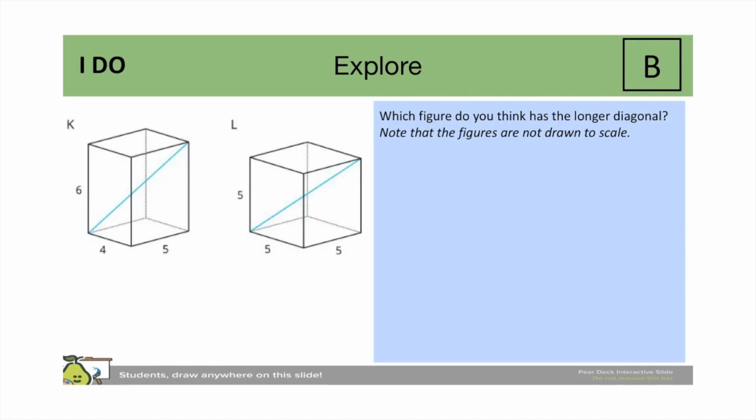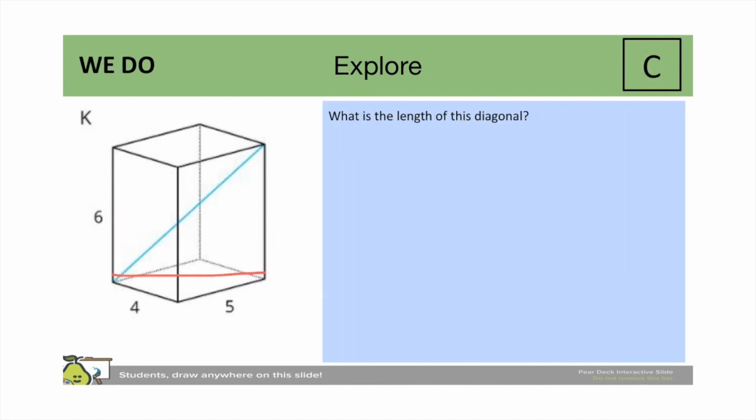For the Explore, you can divide each slide into an I do, we do, you do. So for the first slide, which figure do you think has the longer diagonal? And note that the figures are not drawn to scale. So a sample response might be, I think prism L has a longer diagonal since it has a larger volume than prism K and similar dimensions.